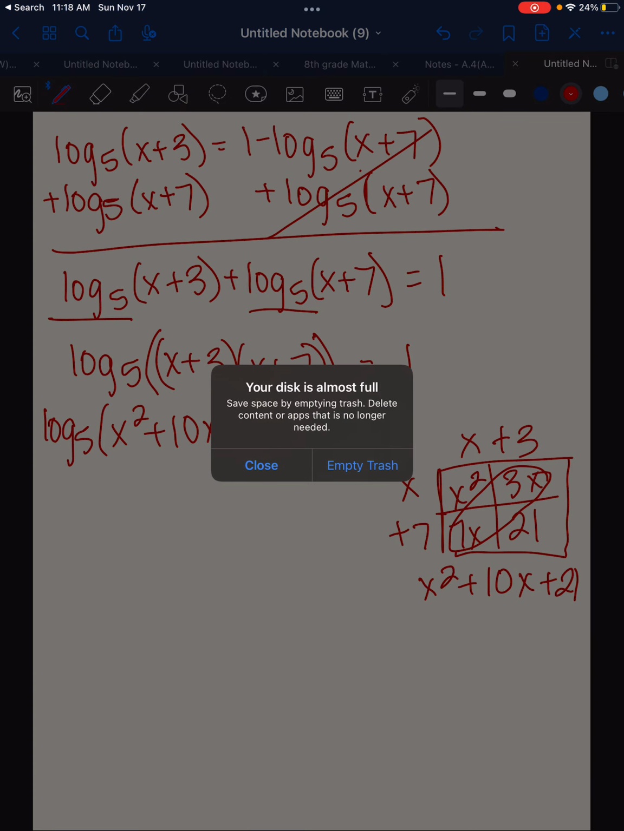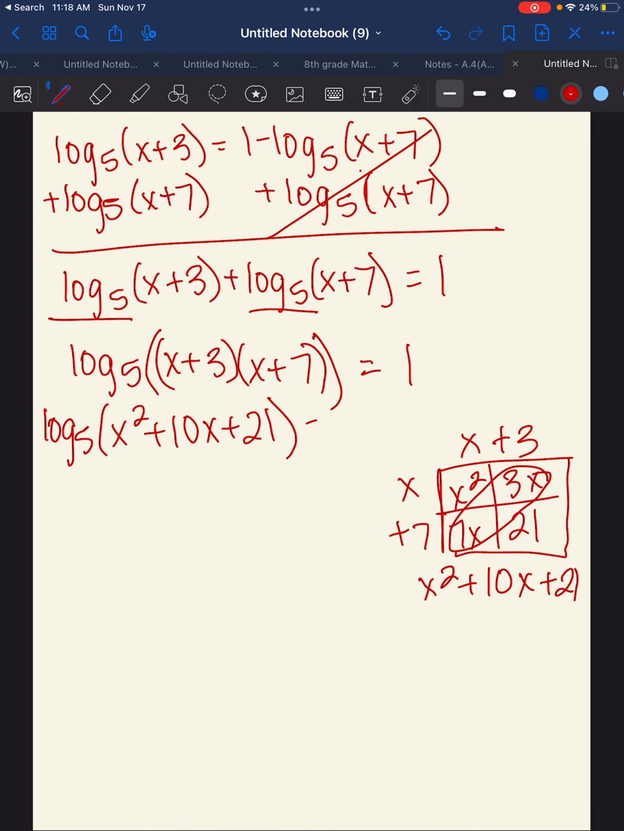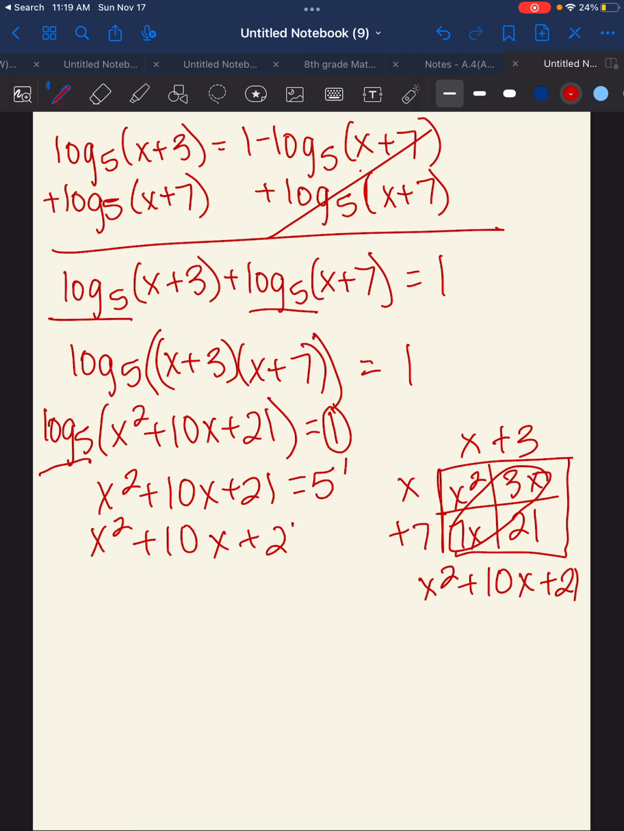Okay, so similar to what we did on the other page, I notice equals 1. I notice we have a log base 5, so I can take that 5 as my base and my exponent of 1. X squared plus 10x plus 21 equals 5 to the power of 1, which is just 5.